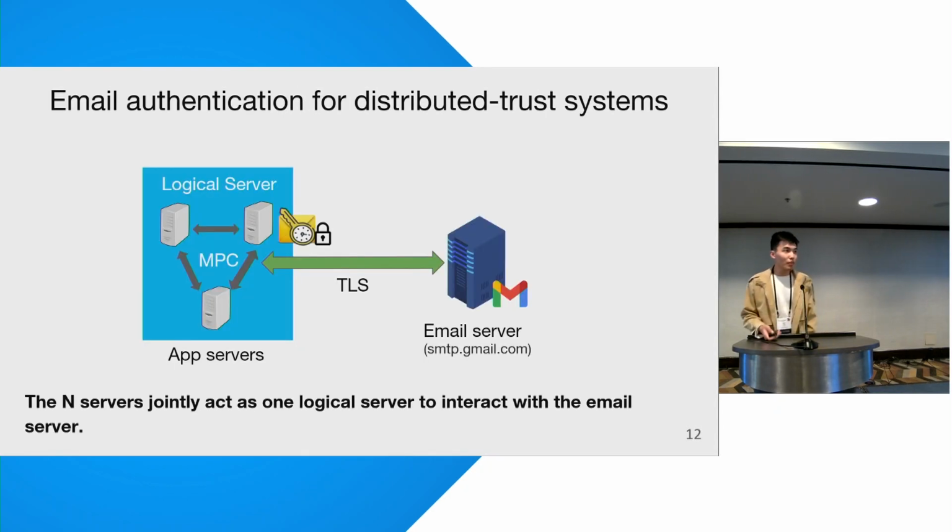The interesting thing about our construction is that MPC is normally used to compute a single function. But here we're using MPC to simulate a logical server that is engaging in an interactive protocol, which is the TLS protocol, with an email server that is running normal local computations. And this email server that's performing local computations thinks that it is actually talking to one single regular TLS client, when it is in fact talking to multiple application servers.